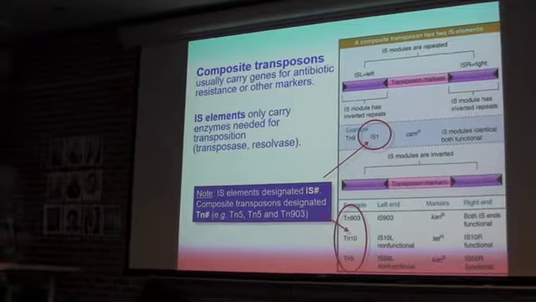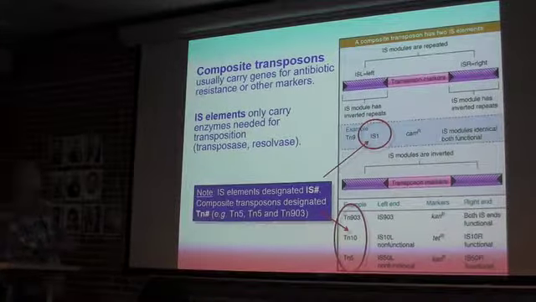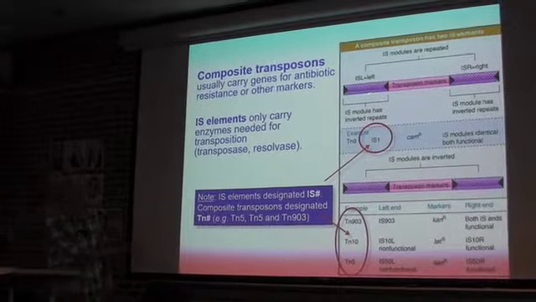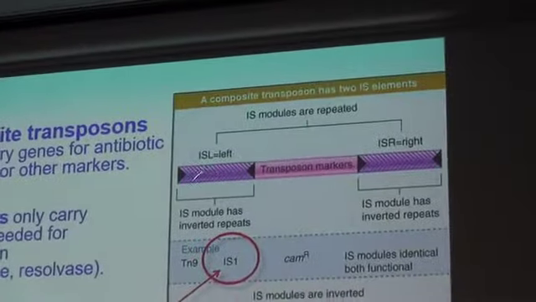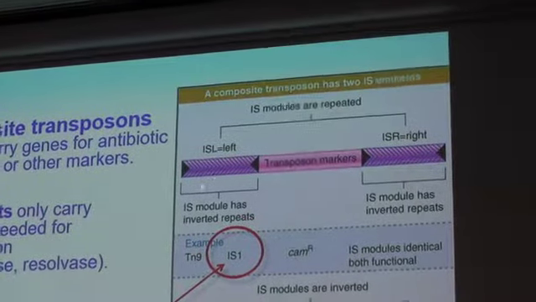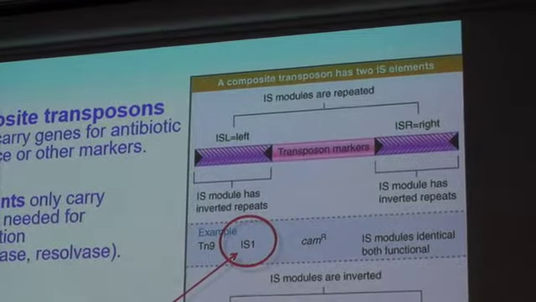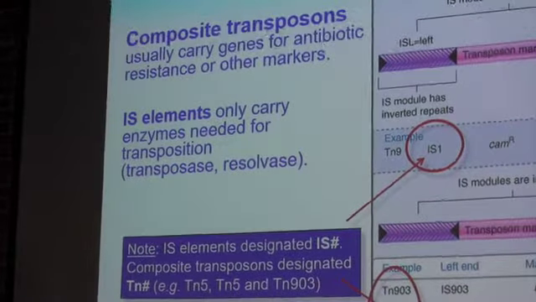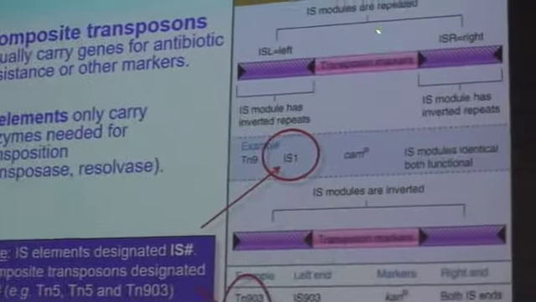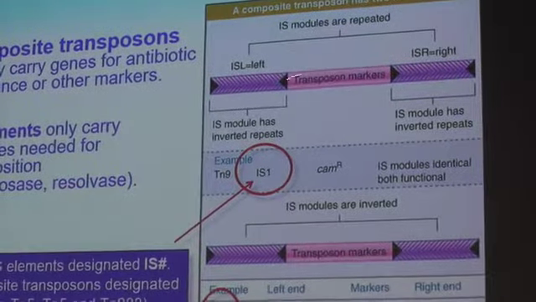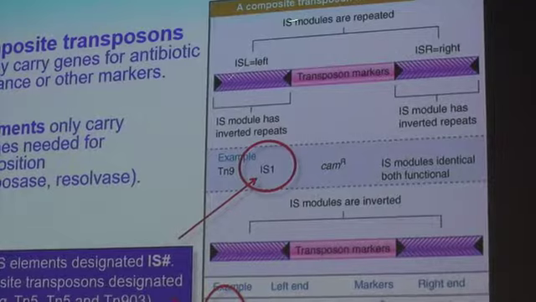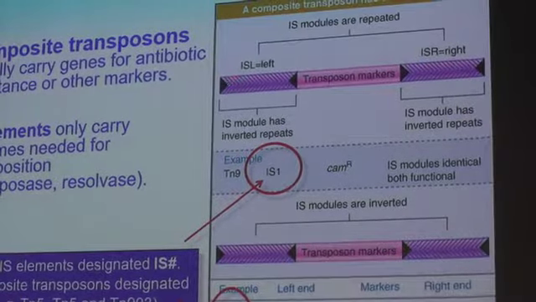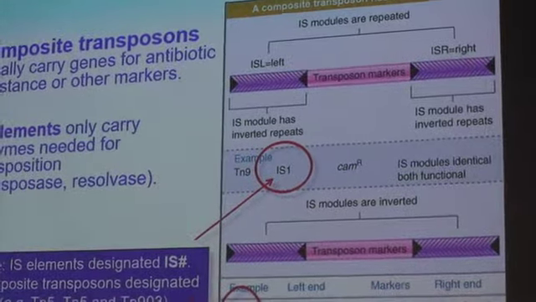Okay, where were we here at this exciting lecture? IS elements only carry the enzyme needed for transposition. So it codes transposase, or it could have a transposase and a resolvase if it was a replicative IS element, right? But the IS element itself is not what carries the antibiotic resistance. The antibiotic resistance is in a composite transposon. It's always intervening material between the two IS elements that comprise the composite transposon.